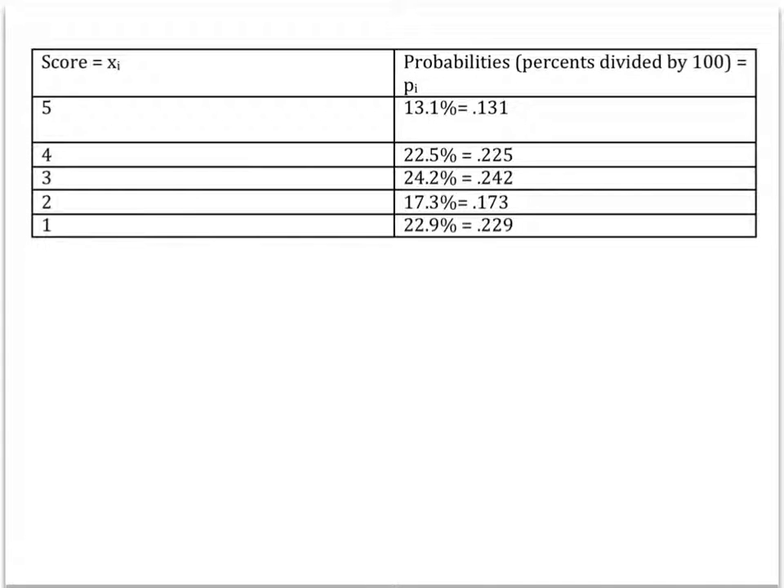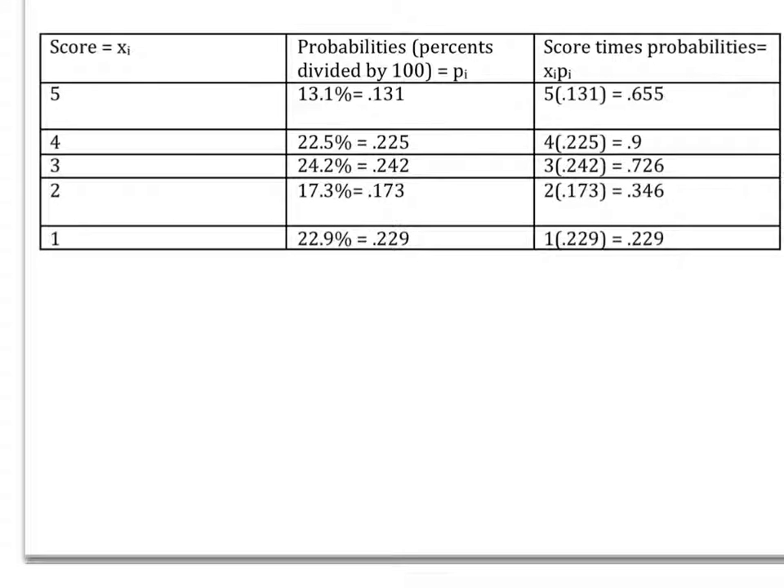This problem demonstrates problem number 7 from chapter 18 of your MyStatLab homework. This table demonstrates the following scores 5, 4, 3, 2, 1 and the probabilities that are assigned to each score. I have changed the percentages to decimals by dividing each one of the percentages by 100. The first thing that we want to do is find the mean.